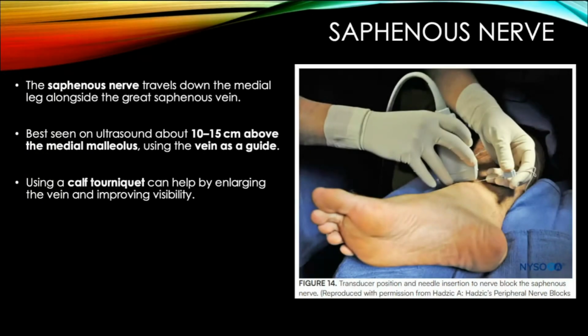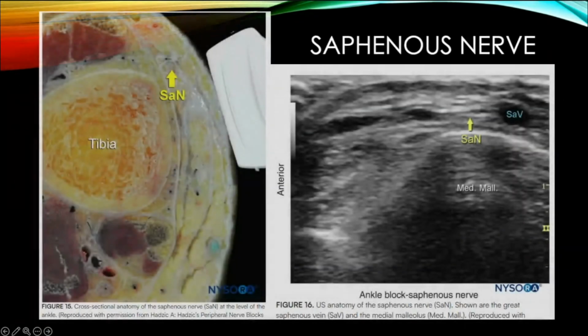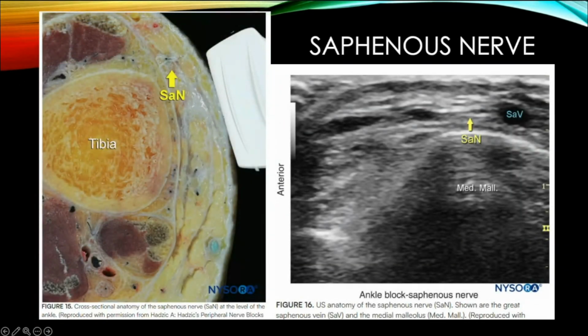So next is the saphenous nerve. To block the saphenous nerve, it actually travels down the medial aspect of the leg alongside the great saphenous vein. It is best seen on the ultrasound about 10 to 15 centimeters above the medial malleolus, using the vein as a guide. We can also use a cuff tourniquet to help enlarge the vein and improve its visibility to easily locate the saphenous nerve. So in this picture, we can see the saphenous nerve in proximity with the saphenous vein.